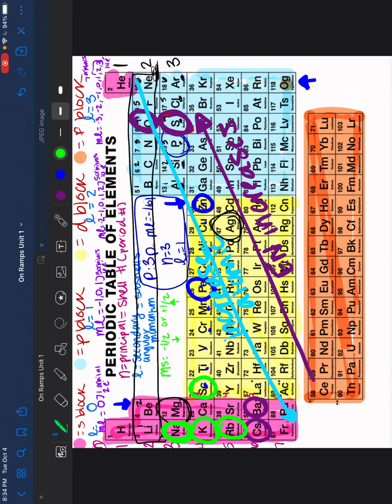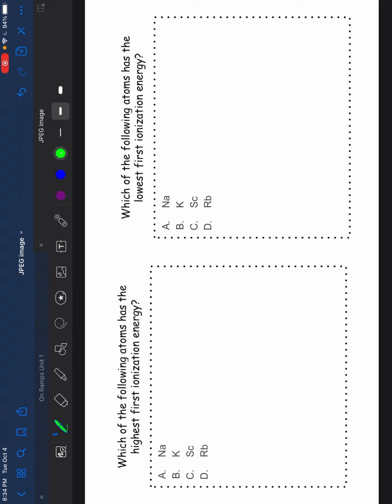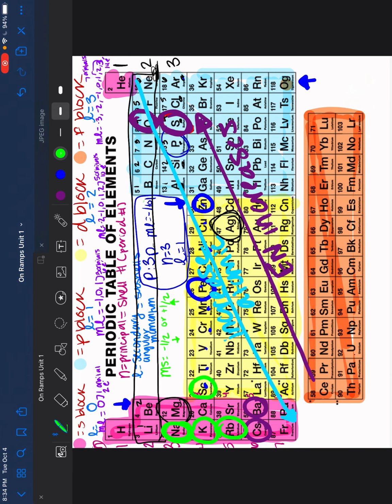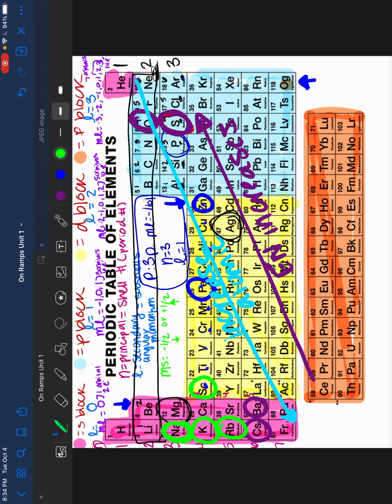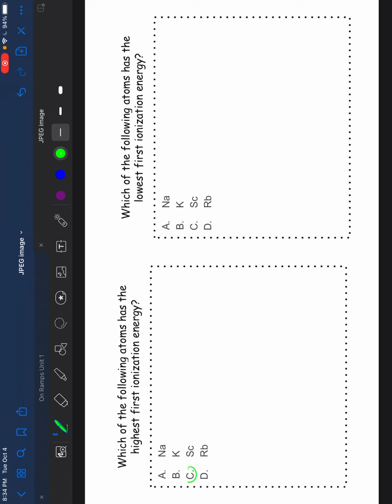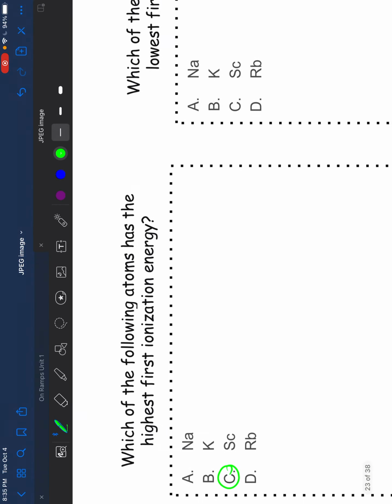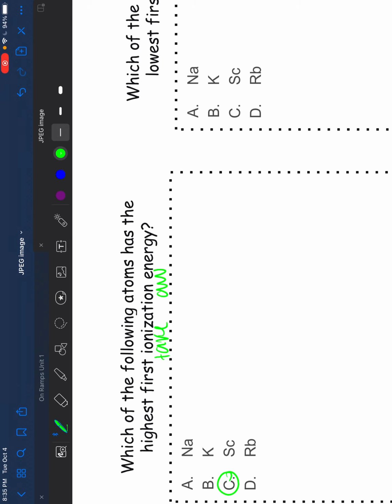Okay, so we are going to increase going up and to the right. Okay? So the one furthest to the right is going to be scandium. Which one has the lowest first ionization energy? So when we say first ionization energy, this means to take away one electron.